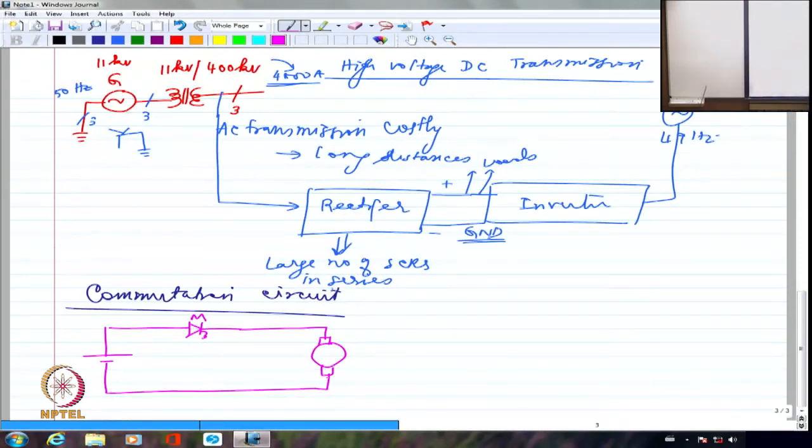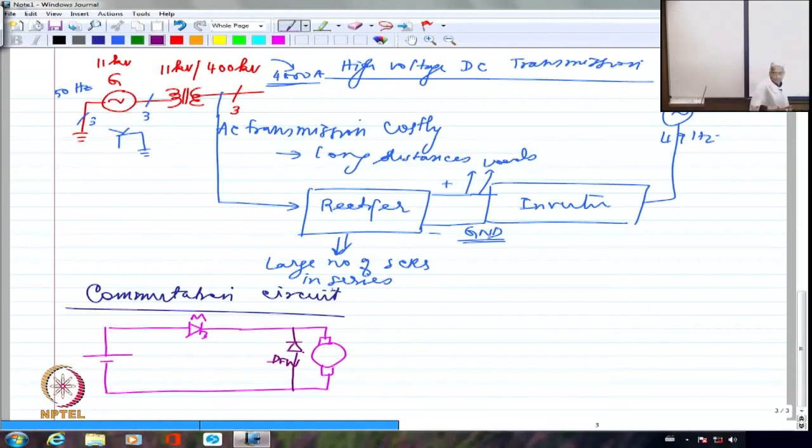Now I'm going to have a freewheeling diode. Of course, we already said it is essential. If we don't have a freewheeling diode, it is going to be a problem because the current will be abruptly interrupted. L di by dt will be very large. The thyristor will conk out, so I don't want that to happen. And the motor by default will have some inductance. Can't help it. That's the reason why I'm putting a freewheeling diode. So this is a freewheeling diode.